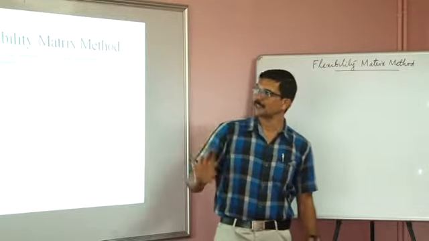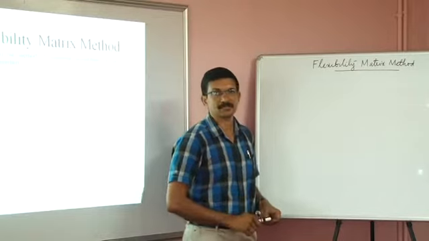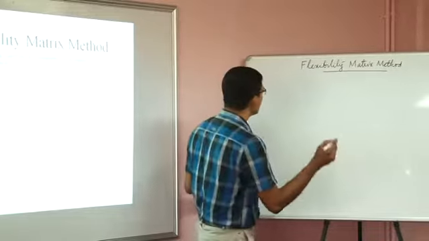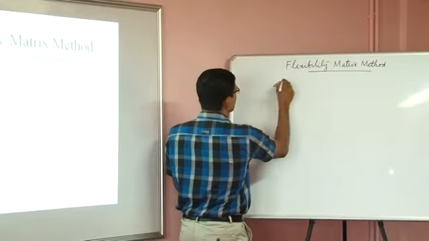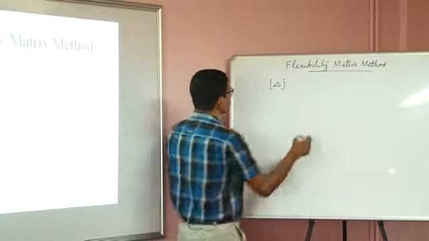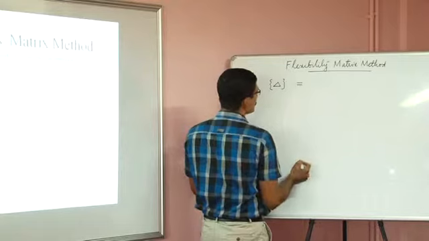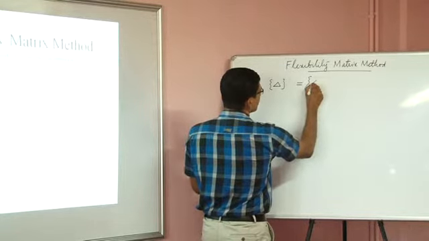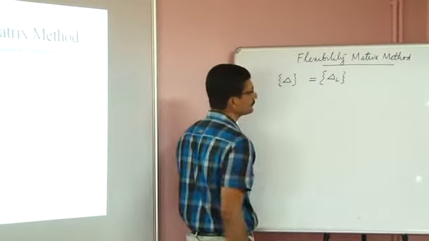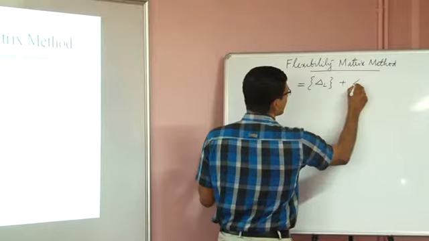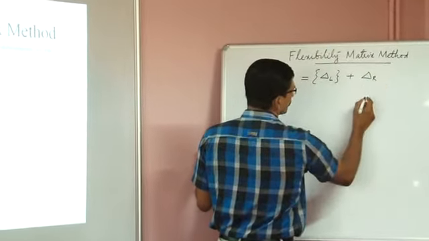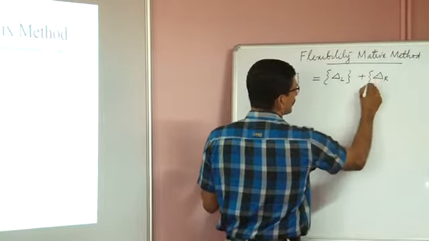In any structure, let it be pin jointed or rigid jointed, we can divide the deflections deltas at the joints as equal to deltas at the joints due to externally applied forces in a released structure, and deltas at the joints due to the unknown forces or redundant forces delta R.